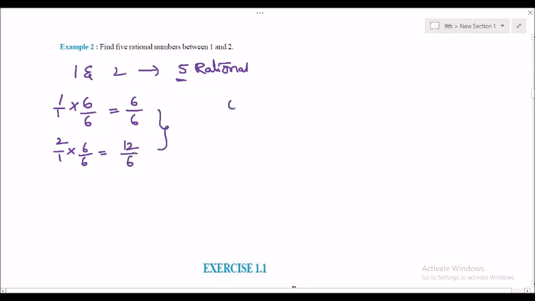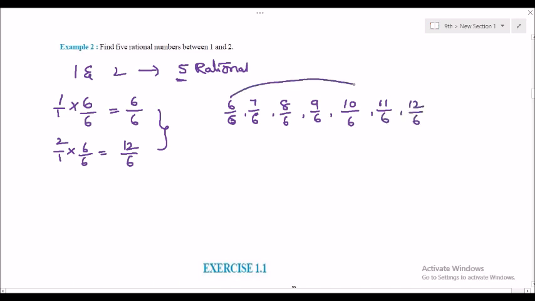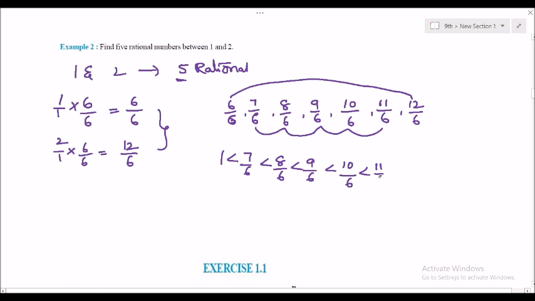So in between these, after 6 by 6 comes 7 by 6, 8 by 6, 9 by 6, 10 by 6, 11 by 6, and then 12 by 6. Okay, in between 6 by 6 and 12 by 6, there are how many numbers? There are 5 numbers. So between 1 and 2, there are 7 by 6, 8 by 6, 9 by 6, 10 by 6, 11 by 6. So these are the 5 rational numbers between 1 and 2.